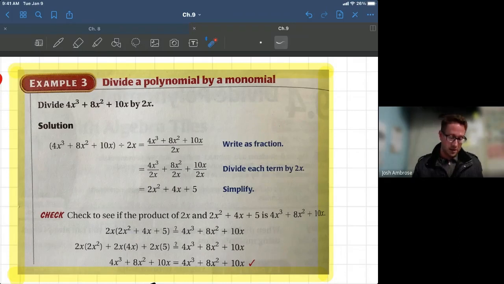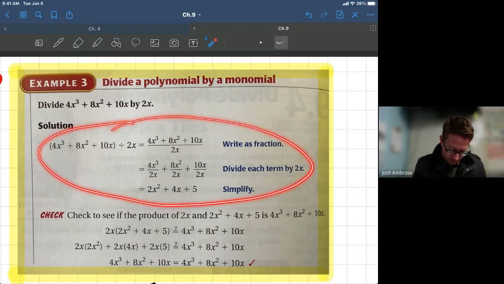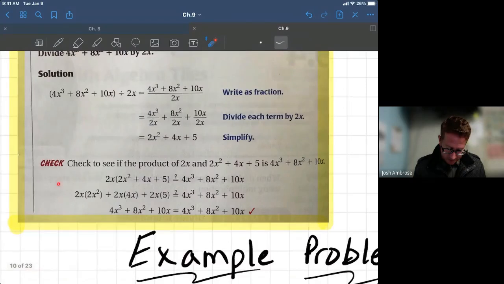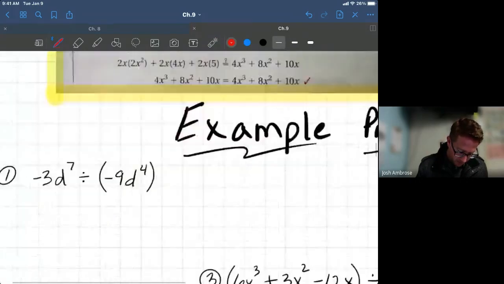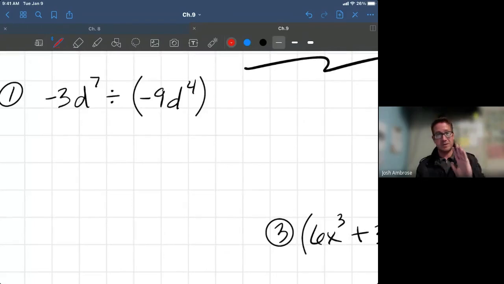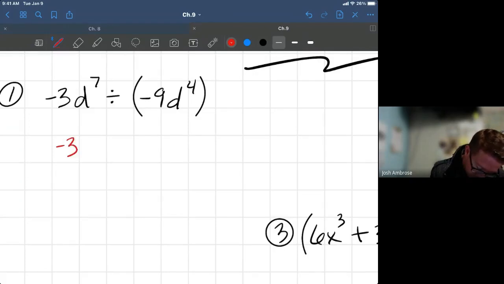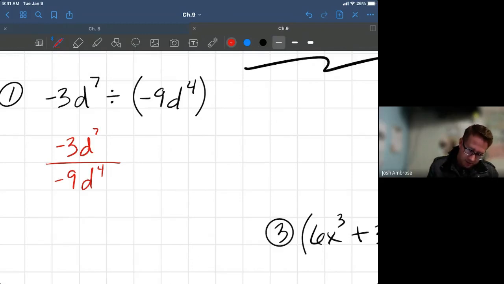All right? So I've highlighted the whole thing. I'd recommend at least copying down this part right here. It's not quite as important to get this part right in here. Okay, so this is a real good example, copy that down. All right, let's do our example problems, and we will keep on moving. So for the first example problem, all I see here is a monomial divided by another monomial. You've done this already before. Let's rewrite this: negative 3d to the power of 7 over negative 9d to the power of 4. Okay, let's think of this as a little separation point right there.